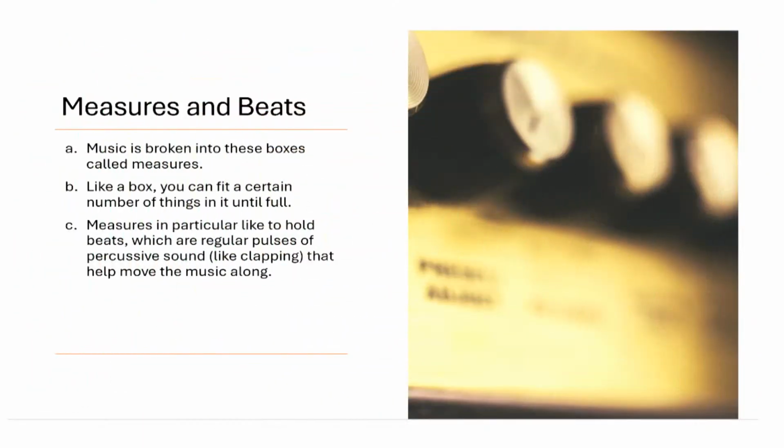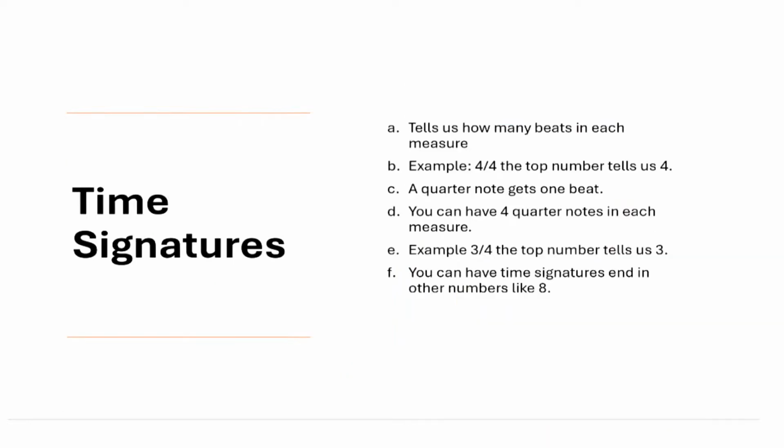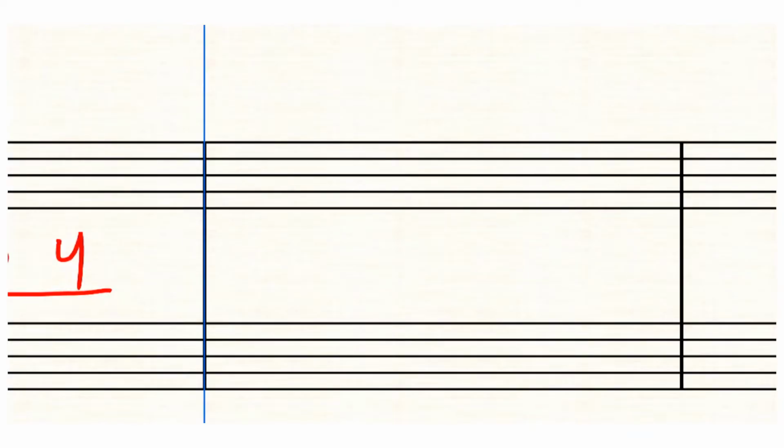Let's go back here. And okay, just making sure measures in particular like to hold beats, which are regular pulses of percussive sound. Okay, so we did cover all that. You can take note of those little notes if you need. Time signatures, we actually went over these. I worked ahead a little bit. I do want to go to this point right here where it says example 3 out of 3/4, as we'll talk about in a second. The top number tells us 3. So let's do an example of 3/4 just to make sure you got it.